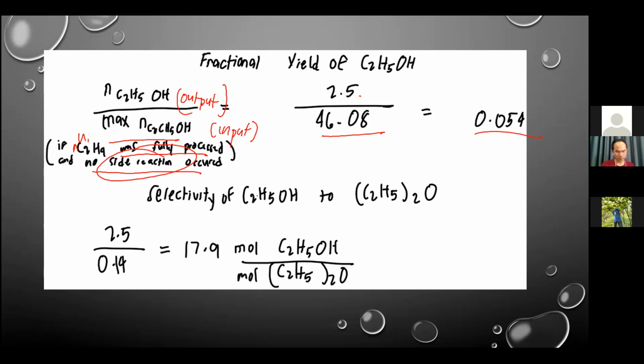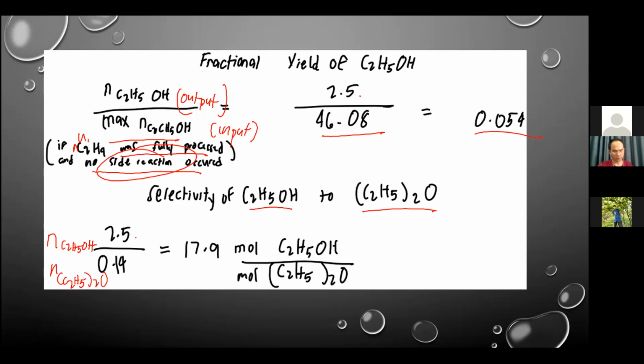Okay. So for the selectivity of C2H5OH, ethanol, to ether, we just need to divide the molar fractions of each compound in the output. So this is the mole of ethanol and this is the mole of ether.